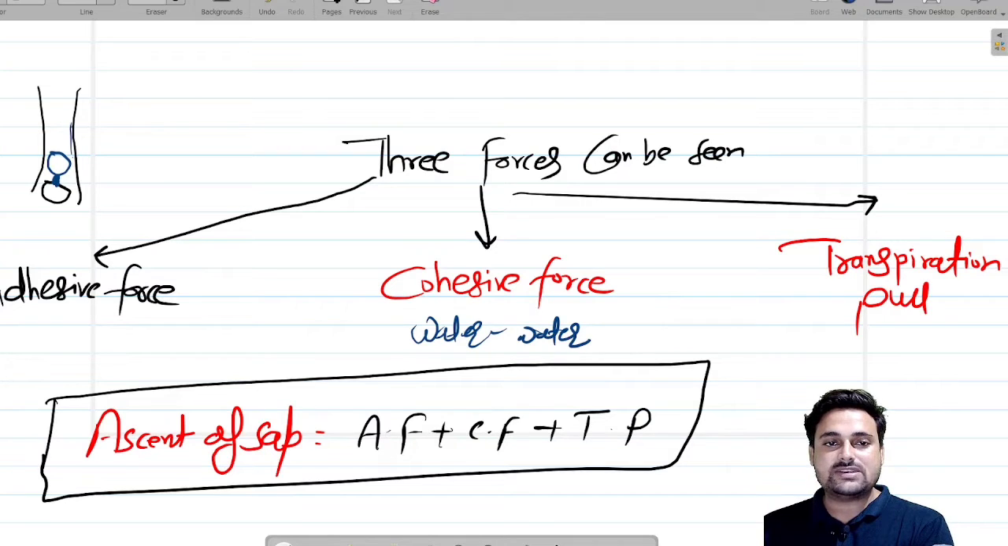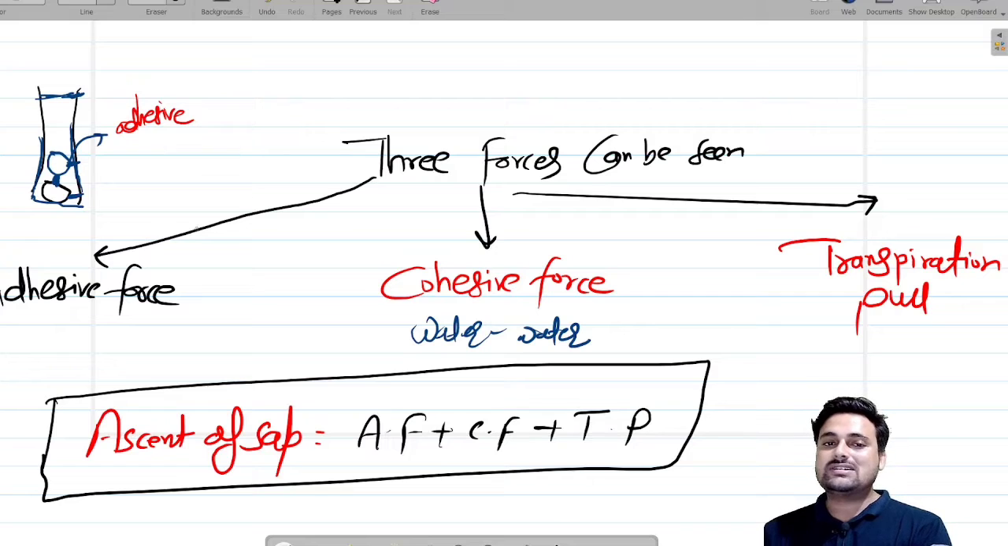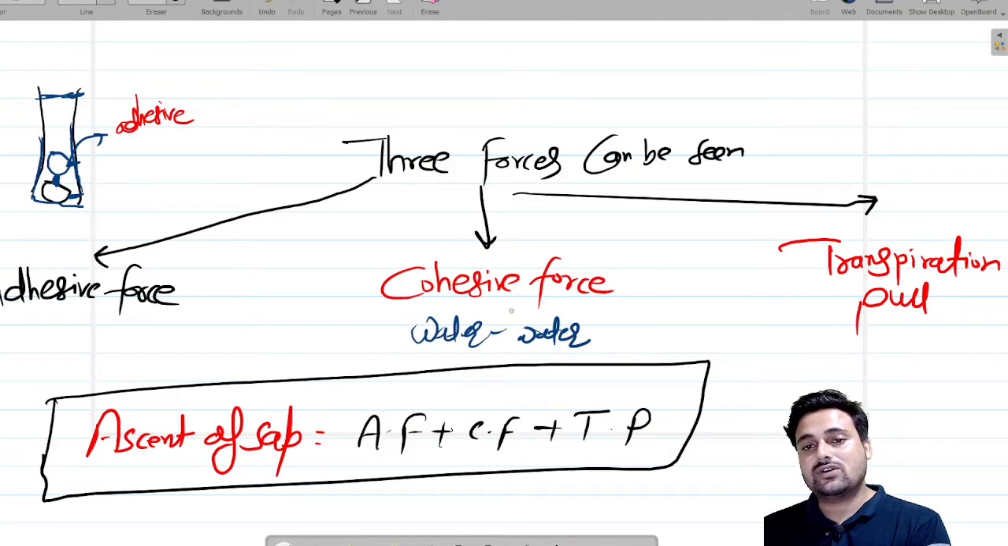Adhesive force is happening between the xylem strand and the water molecule. Let's assume this is your xylem strand and this is a water molecule. The force happening here between the water molecule and the xylem strand is your adhesive force. It is a force between two different molecules, because water is one molecule and the xylem strand is a different molecule. That's why we call it adhesive force. While the force between two same molecules, like two droplets, is called cohesive force.